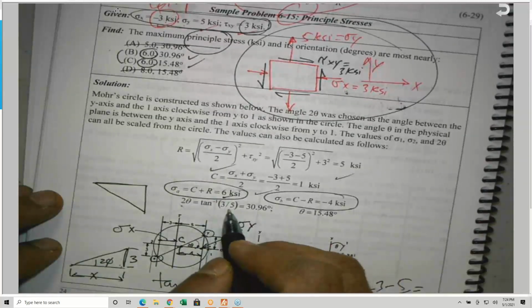I believe there is a typo here. There must be something here. I will look at it, okay? I don't like to hold you more than that.